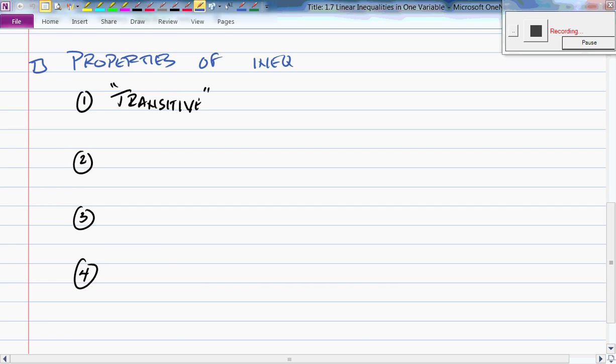as what? A is less than C. Transitivity. There it is. Of inequalities.